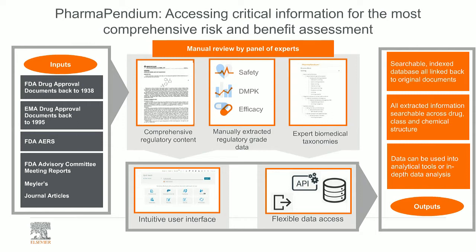So how do we do this? We take EMA and FDA approval documents, but also FDA advisory committee meeting documents, as well as books and journal articles. Then we take all these documents and turn, especially the regulatory documents, into fully text searchable documents. And thereby you can now search these regulatory documents in full text. Then a panel of medical experts reads all these documents in full text and extracts out drug safety data, DMPK data, efficacy data, and more.